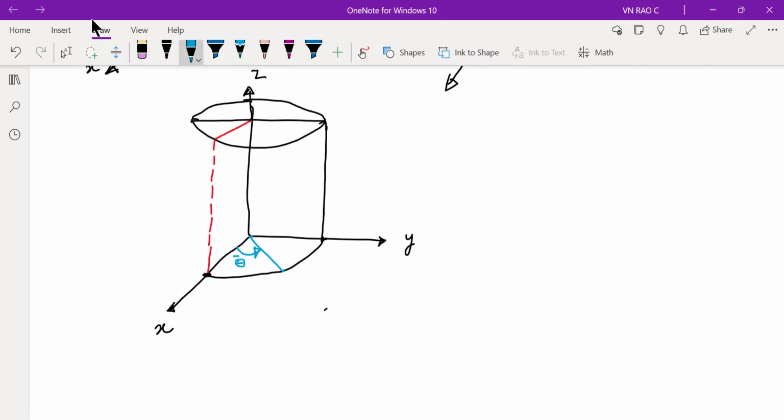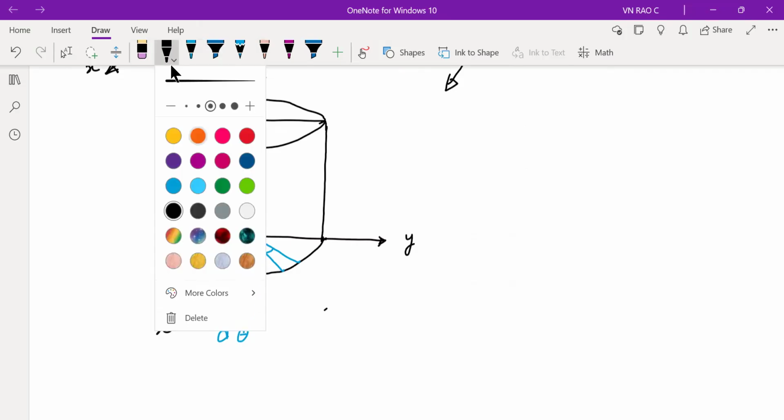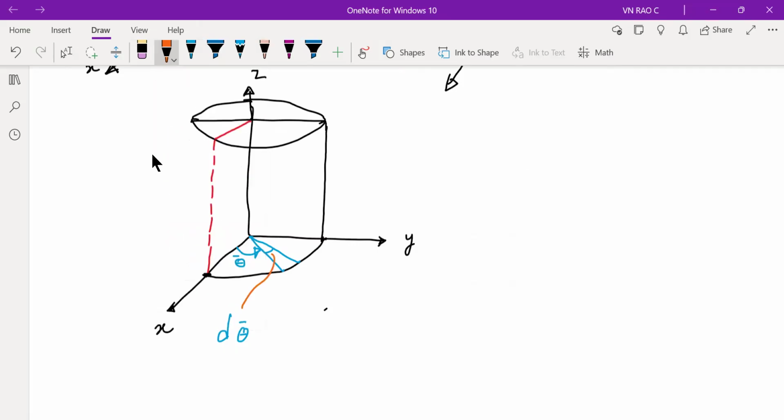Now, if I move a differential element, a small angle towards the y-axis, like this, this small portion is nothing but d theta bar. I think by now you might have understood how I got these particular lines. Now from these two lines, this is an arc. Now you can check this. This is an arc.